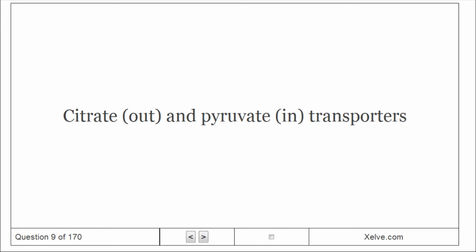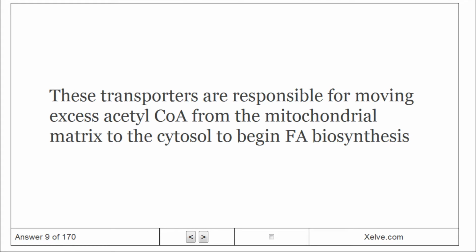Citrate and pyruvate transporters. These transporters are responsible for moving excess acetyl-CoA from the mitochondrial matrix to the cytosol to begin FA biosynthesis.